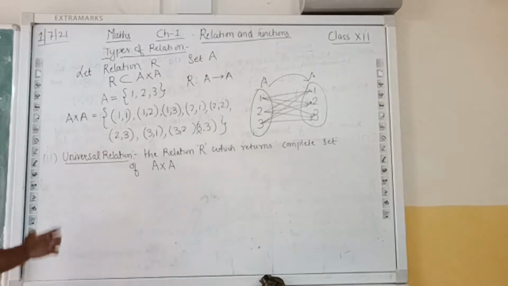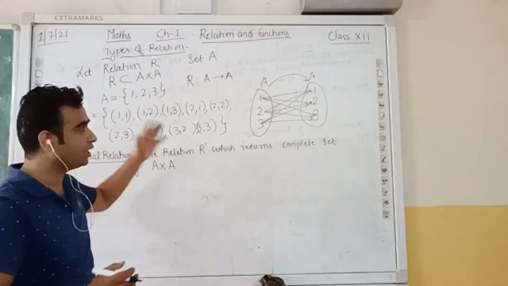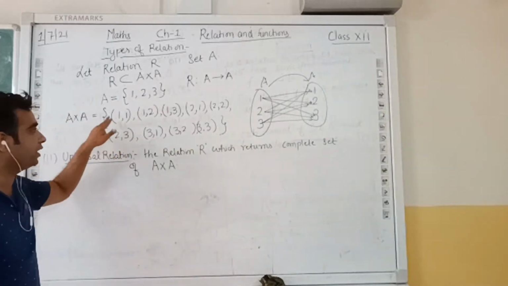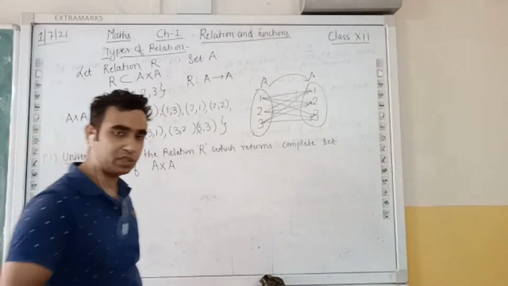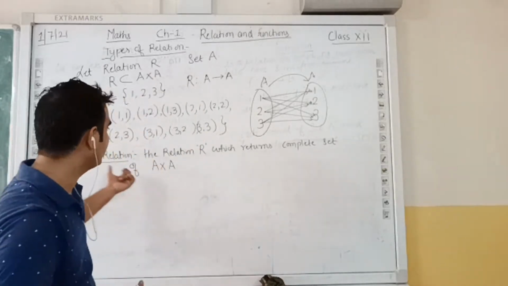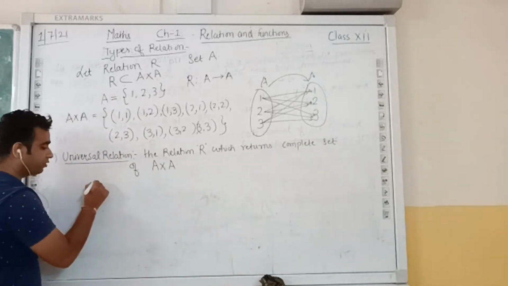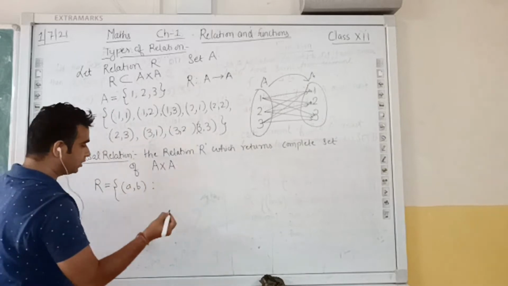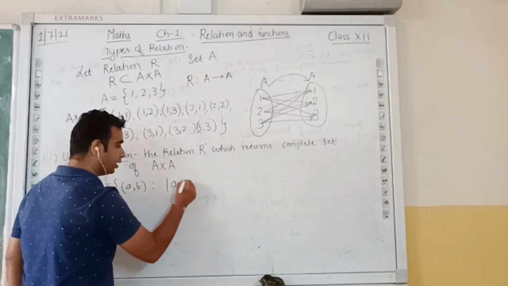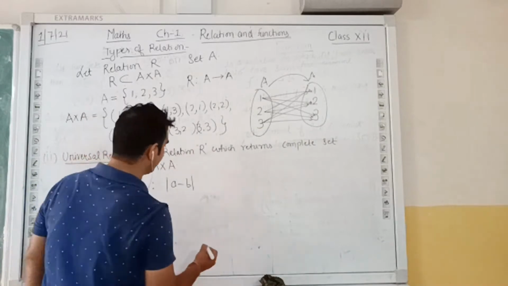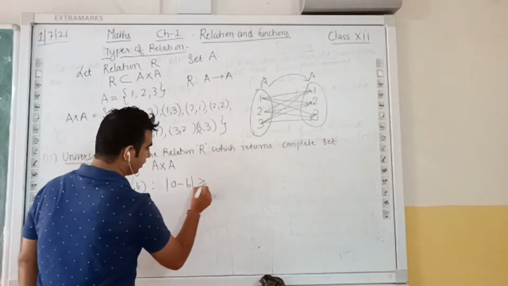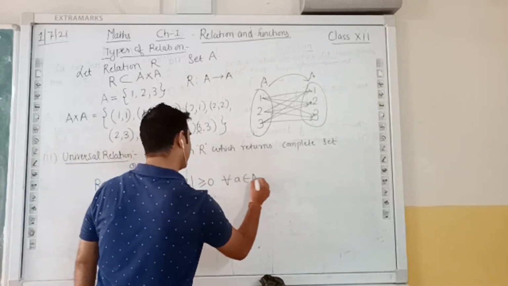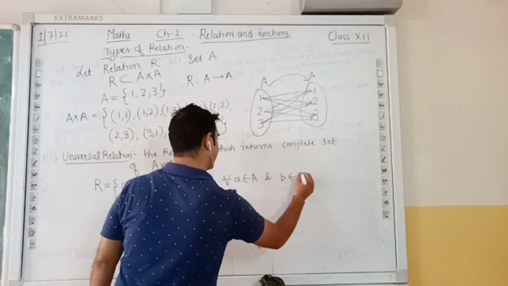The universal relation means a relation in which we get all the ordered pairs back in the result, that is, all the ordered pairs that are available in the Cartesian product A cross A, we get the same ordered pairs back in the result. Such a relation is called a universal relation. So like this, we can take a relation (A, B) such that mod of A minus B is greater than or equal to 0, where A belongs to set A and B belongs to set B.